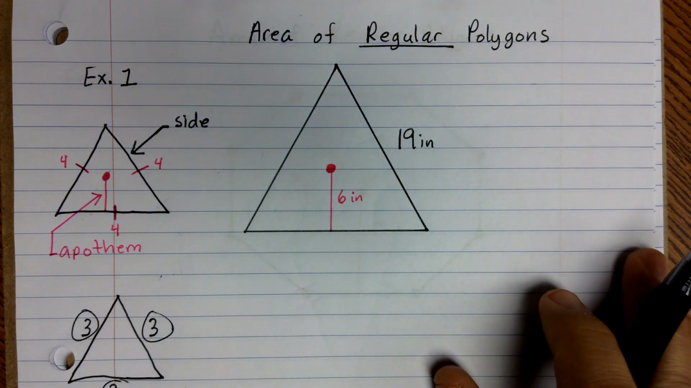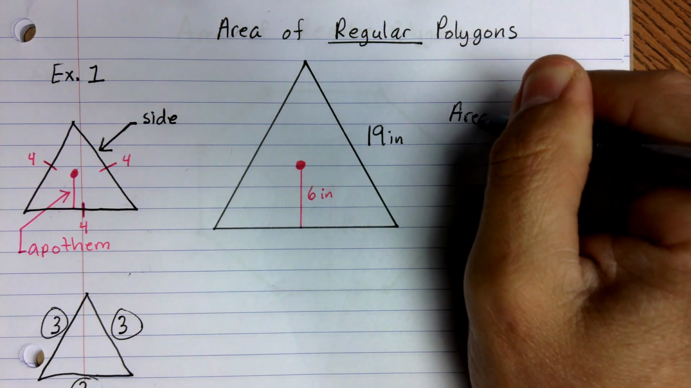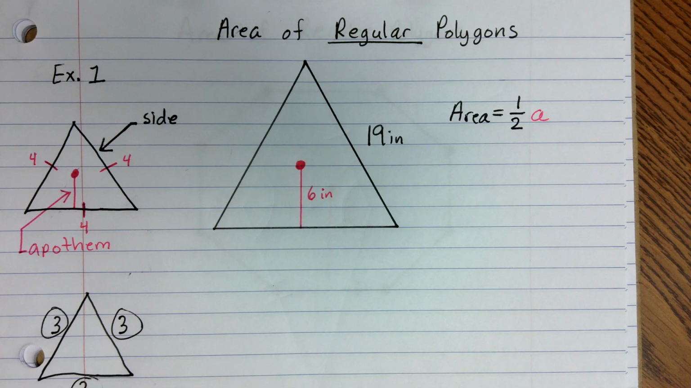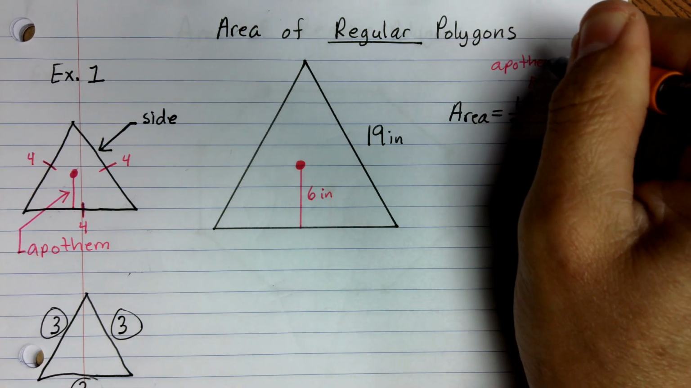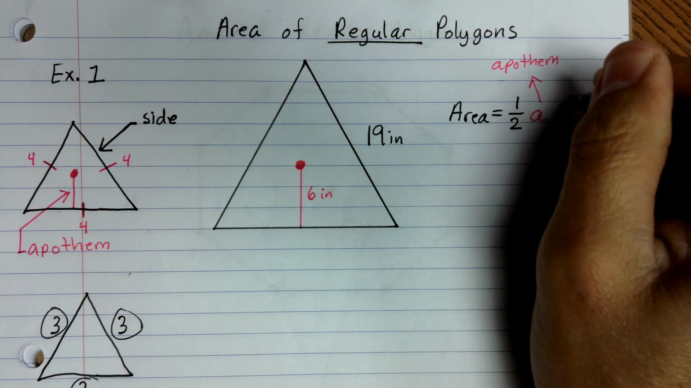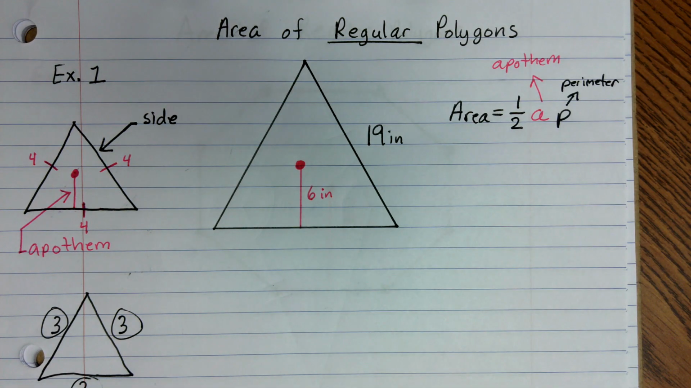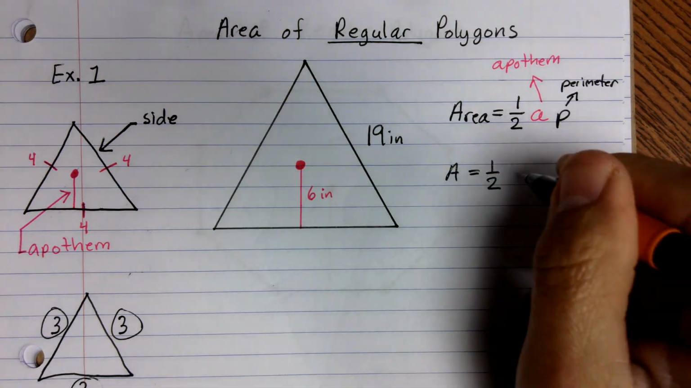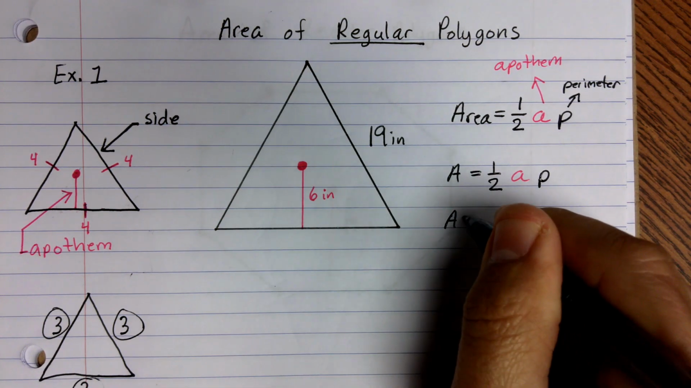So let's go ahead and look at our first problem. Now we're going to use our formula. The formula that we'll be using is the area is equal to 1/2 the apothem times the perimeter. I'm just going to make a note right here. A stands for apothem, and P stands for perimeter. So let's go ahead and put this to use. So I've got A is equal to 1/2 lowercase a times P.